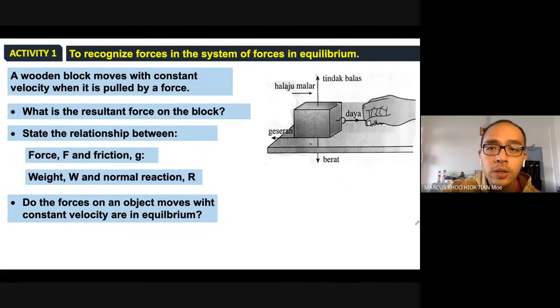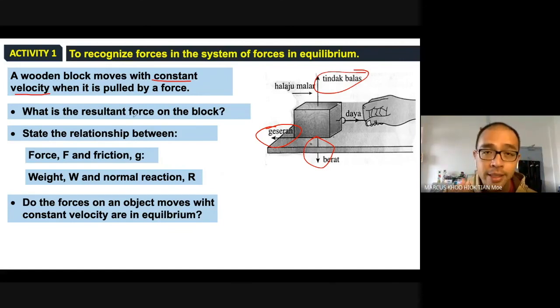A wooden block moves with a constant velocity when it is pulled by a force. So this is very important. When it is moving with a force, there is the friction behind, obviously. And then of course, there's always going to be a weight and a reaction force. So the question is, what is the resultant force on the block? Jericho, why don't you tell me, what is the resultant force on this block? 0. Okay, thank you.